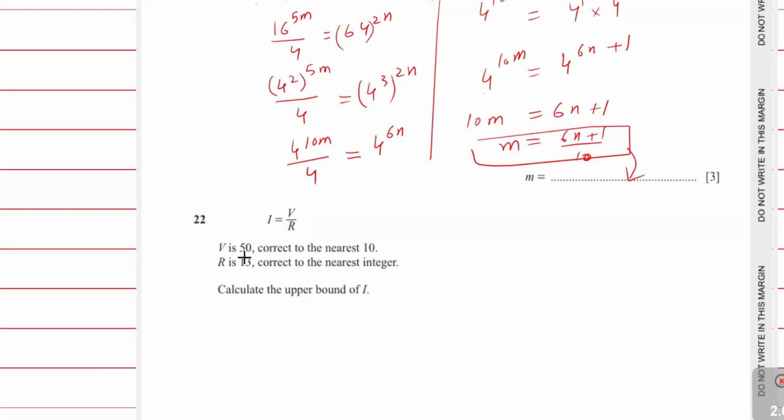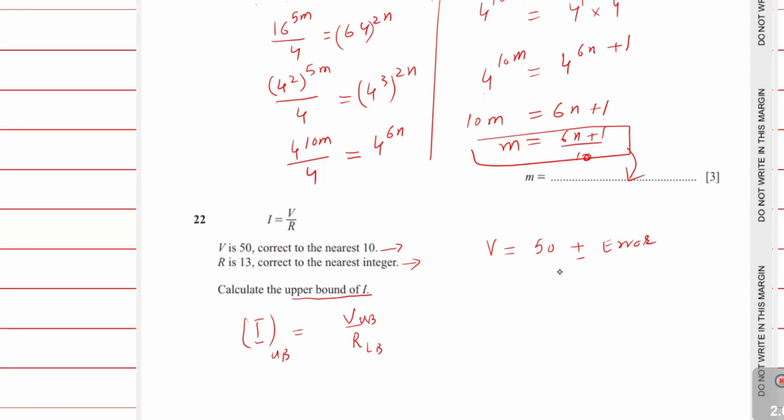Question 22. I equal to V over R. V is 50, correct to nearest 10 centimeter. R is 13, correct to nearest integer. Calculate the upper bound of I. Look here, I equal to V over R, and upper bound of I will be equal to upper bound of V over lower bound of R. And the upper bound of V, we can calculate V equal to 50 plus minus error.